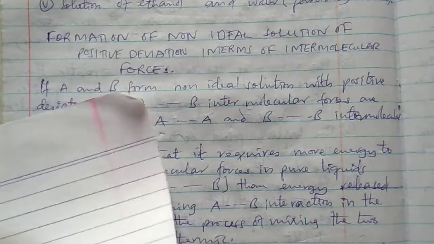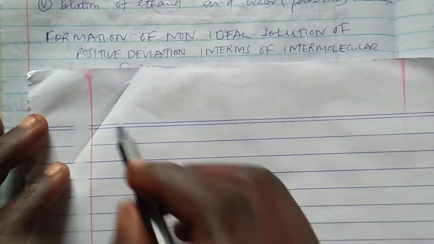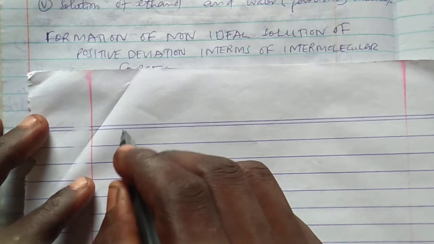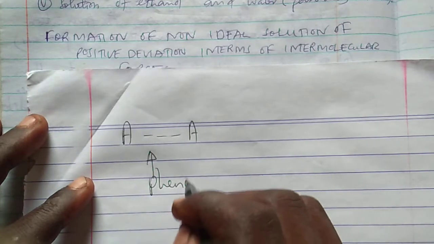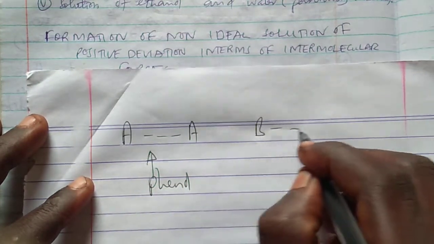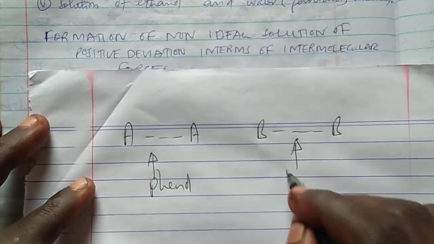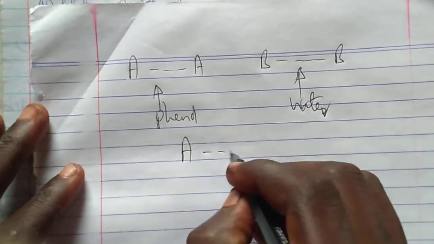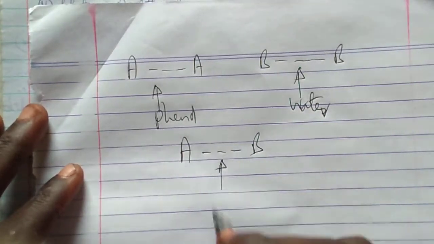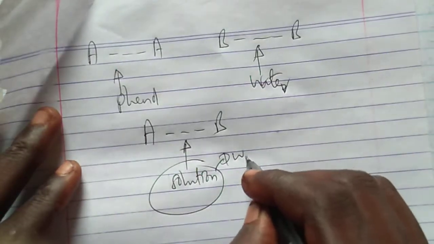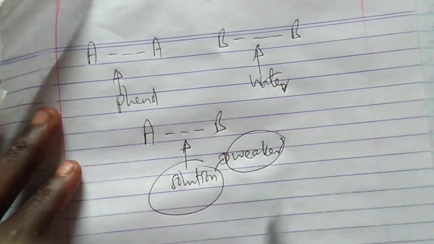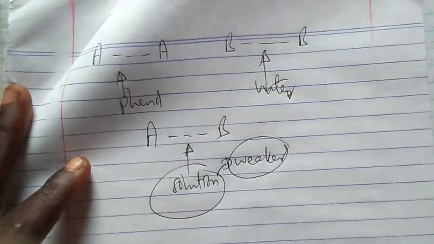So we'll have the intermolecular force of attraction between the pure liquid A. Let's say the pure liquid A is maybe phenol. So the intermolecular force of attraction between A, if this A maybe it is phenol, and then the other intermolecular force of attraction between pure liquid B, let's say pure liquid B is water. Now the intermolecular force of attraction which will be formed, which is A then B, of the solution, they will be weaker as compared to the intermolecular force of attraction of the pure liquids.